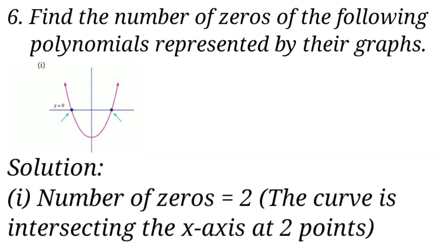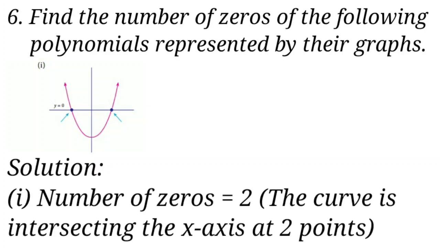Sixth one, find the number of zeros of the following polynomials represented by their graphs. Solution: first one, the curve is intersecting the x-axis at 2 points. Therefore, the number of zeros is equal to 2.